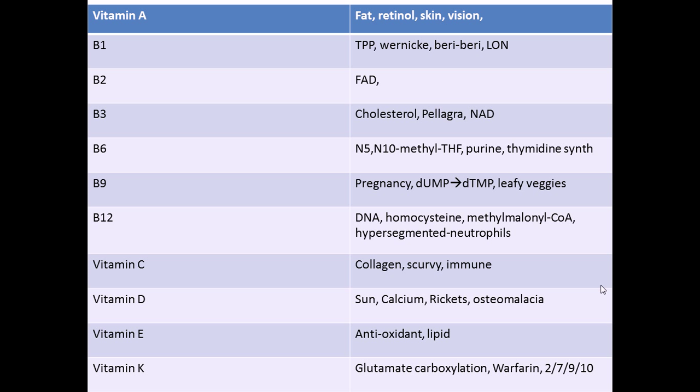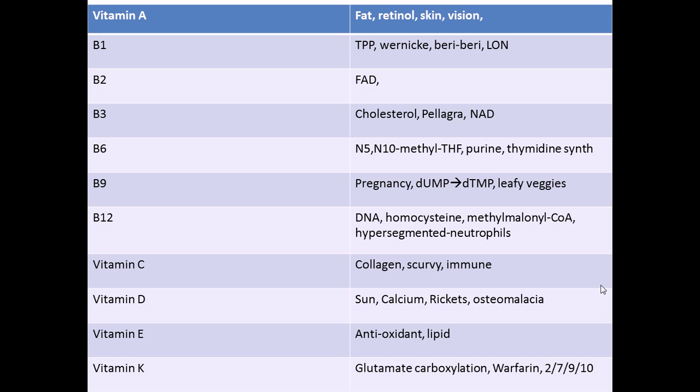B6, pyridoxine, that's going to be used for your N5, N10 methyl THF form. You need B6 in your body. B6 and B12 kind of go hand in hand, but let's talk about B6 right now. You need it for the purine and the thymidine synthesis.